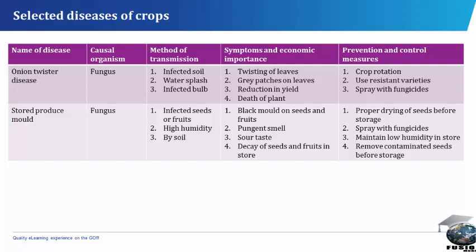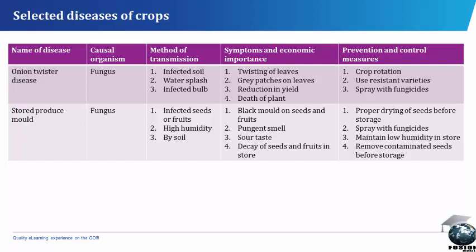Onion twister disease. Causal organism: fungus. Method of transmission: infected soil, water splash, infected bulb. Symptoms and economic importance: twisting of leaves, gray patches on leaves, reduction in yield, death of plants. Prevention and control measures: crop rotation, use resistant varieties, spray with fungicides.